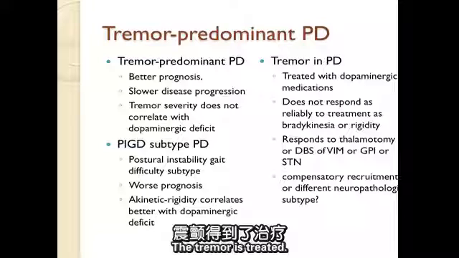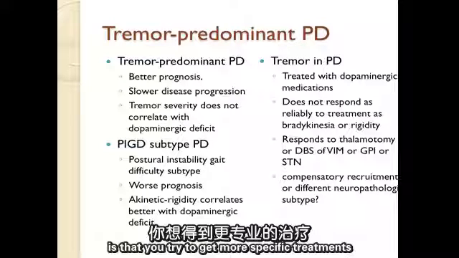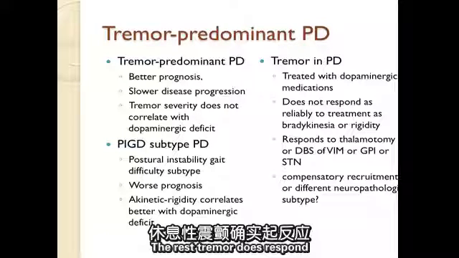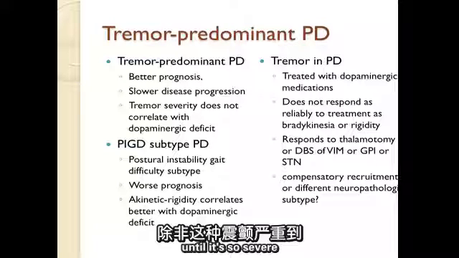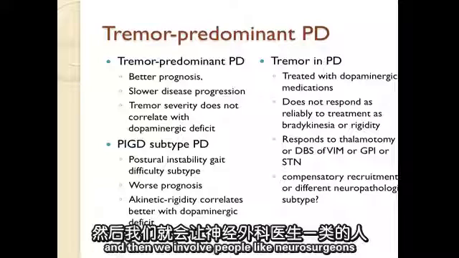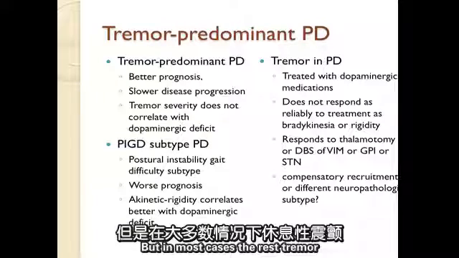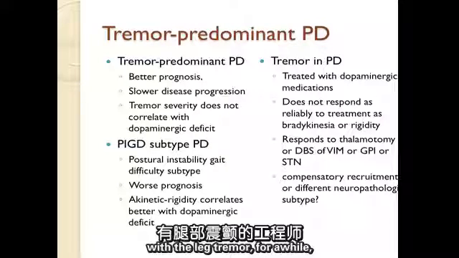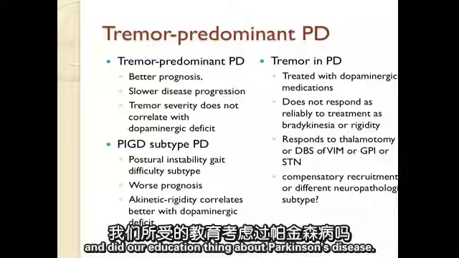One reason you classify is that you try to get more specific treatment. So you treat these with dopaminergic medications. The rest tremor does respond, but the rest tremor doesn't cause disability in most cases until it's so severe it starts to overflow into action tremor. And then we involve people like neurosurgeons in trying to control disabling tremor. But in most cases, for the rest tremor, we did not treat that engineer with the leg tremor for a while. We just observed him and did our education about Parkinson's disease.